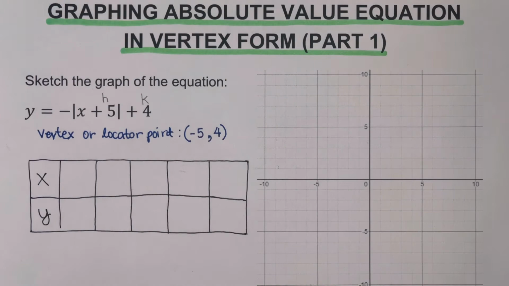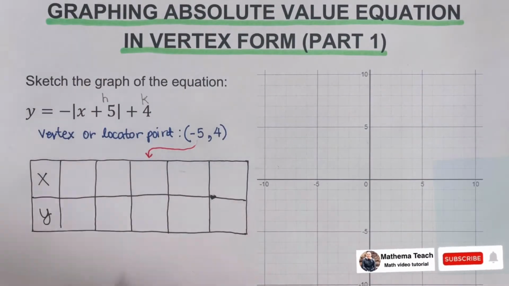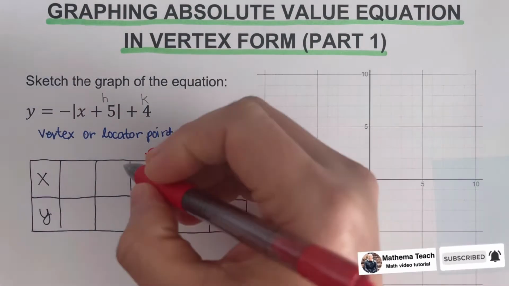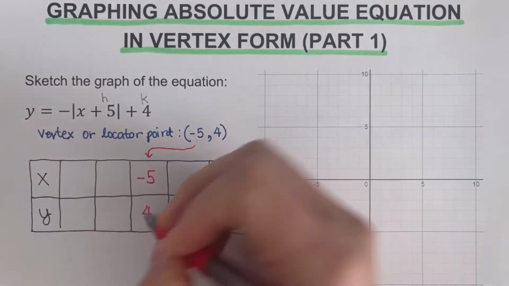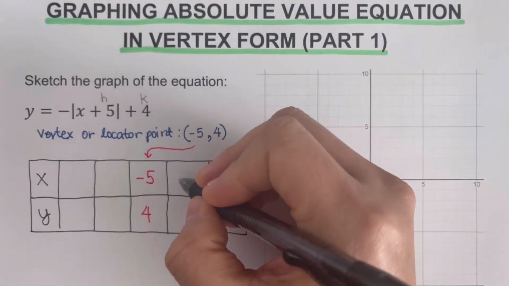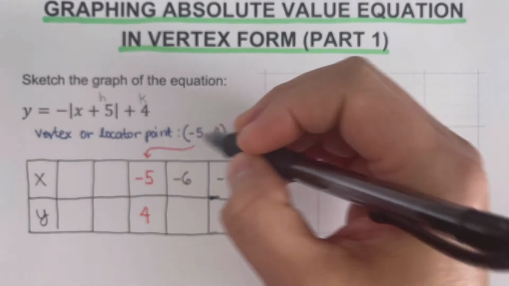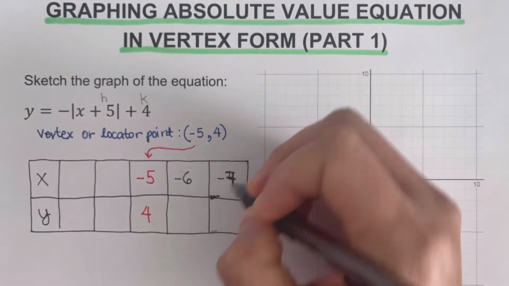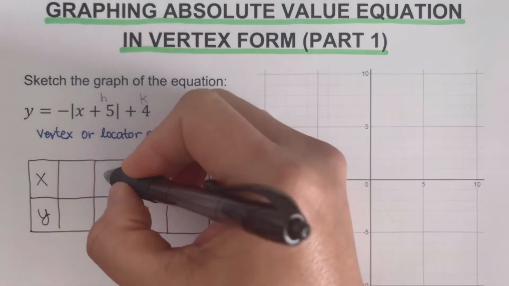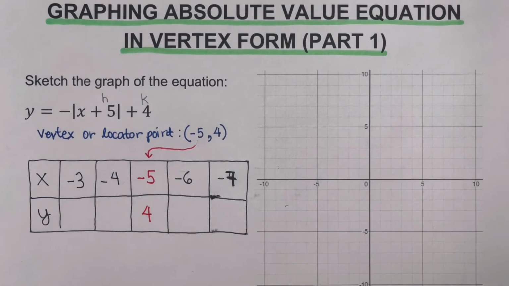We are going to write this vertex in the middle of these blank boxes, so we put the -5 and then 4 down here. Then we determine the rest of the values for the x values. We go down to -6 and then -7, so it goes -5, -6, -7, and this is -4, and this is -3. We are going to determine the values for the rest of these blank boxes.